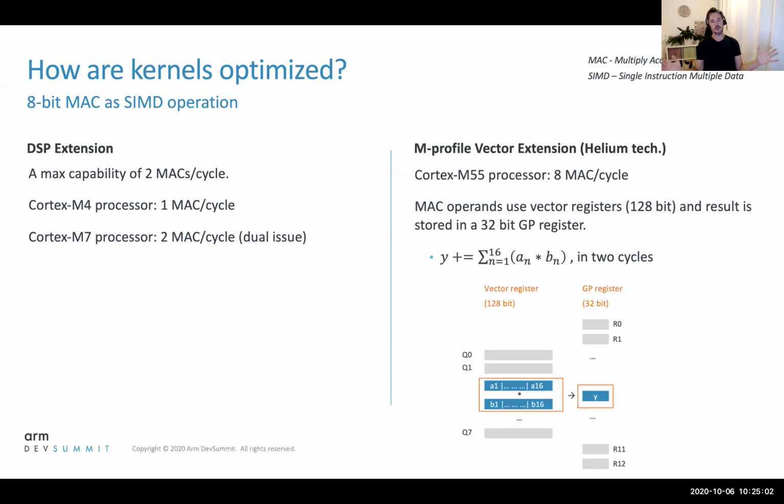So 16 multiply and accumulates in 2 cycles. So that's where we get the 8 MACs per cycle.